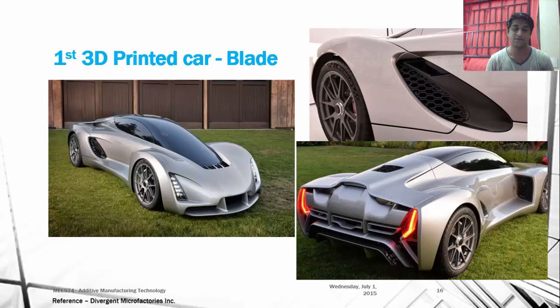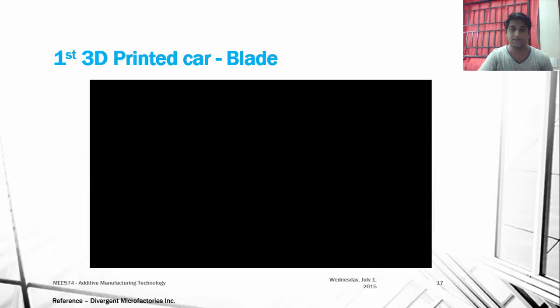Majorly, the weight reduction is achieved using RP processing, and for most of the parts which are manufactured, the material used is carbon fibers and carbon nanotubes. So it is one of the strongest materials available. That is why we get the rigidity as well as the performance out of this car. Now we will see one video about the Blade, the first 3D printed car, how its chassis is manufactured and assembled.